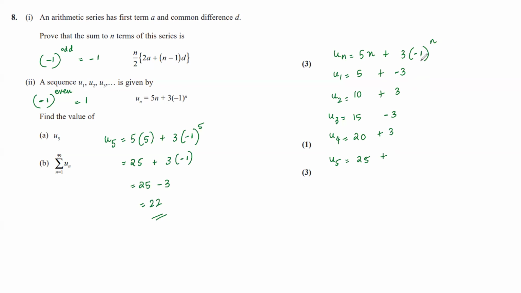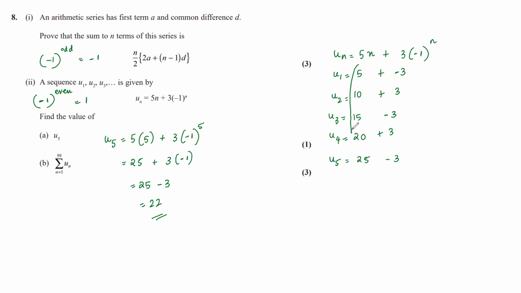5 is an odd number. So minus 1 to the power of an odd number is minus 1. So 3 into minus 1 is minus 3. So this will be minus 3. Now we can see the pattern here. This forms an arithmetic sequence here.